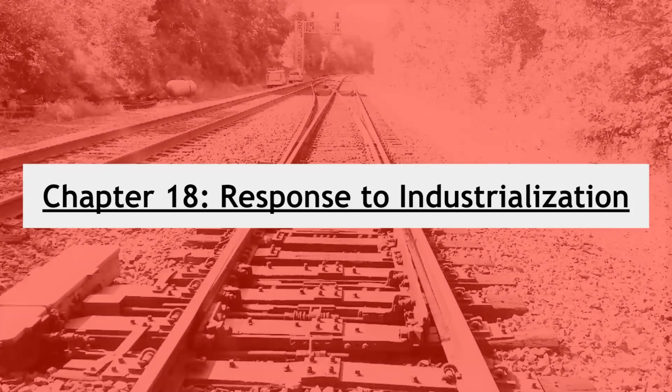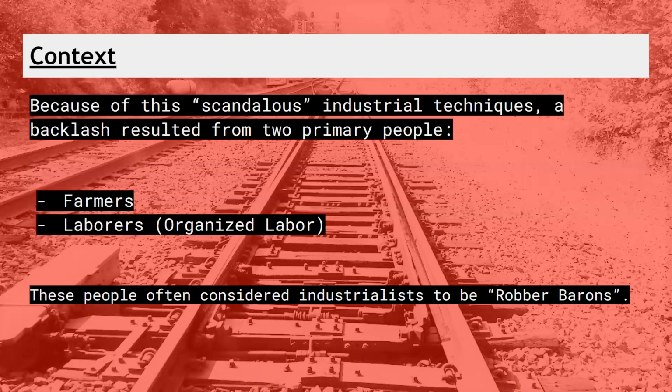All right, now we just had industrialization. What happened as a result of it? Because of the scandalous industrial techniques, probably a result of laissez-faire, no government control, a backlash resulted from two primary groups: farmers and laborers, organized labor. These people considered industrialists to be robber barons. I didn't really explain that much, but robber barons means that they think the industrialists are corrupt.